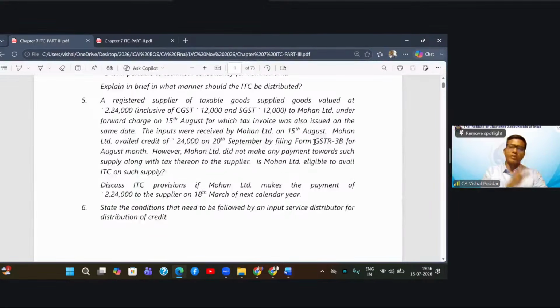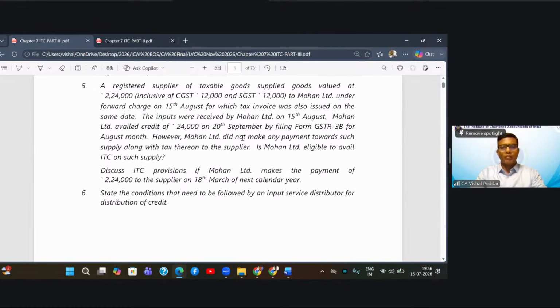So for August purchases, you avail the credit in September when you file the August returns. Fine. However, Mohan did not make any payment towards such supply along with tax to the supplier. Is Mohan eligible to avail ITC? See students, now here comes that 180 days rule.